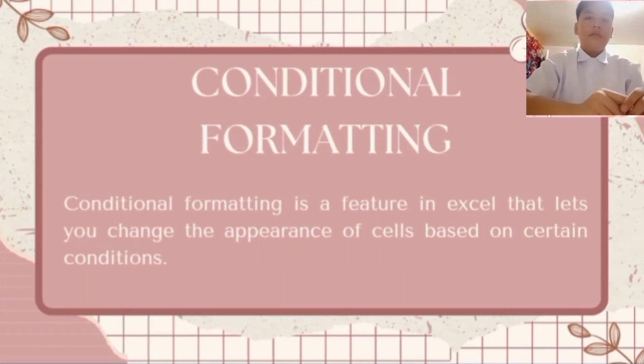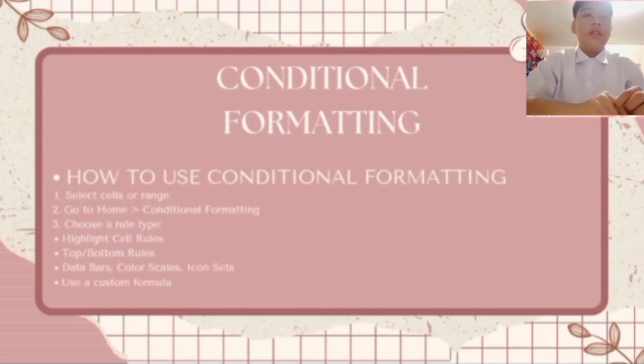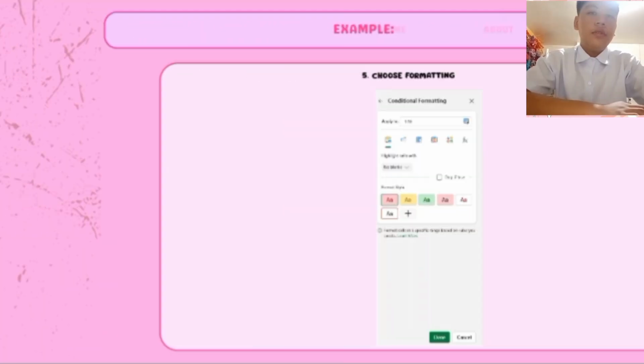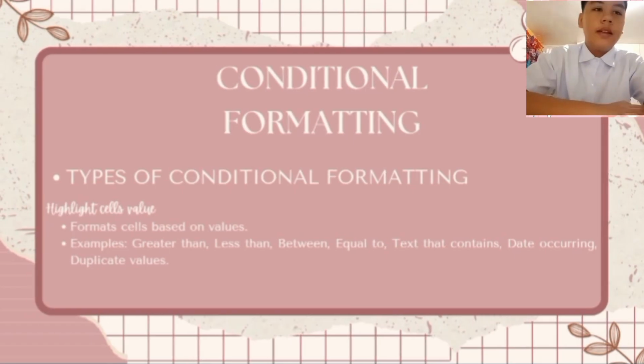How to use conditional formatting. First, select cells or a range, and then go to Home and click Conditional Formatting. You will see highlight cell rules, top/bottom rules, data bars, color scales, and icon sets. You can also use custom formulas. After doing those steps, you will define your criteria and then choose your format. After that, just click OK.